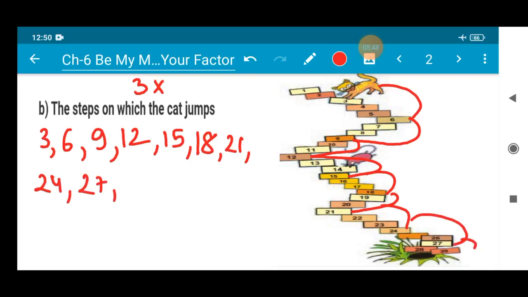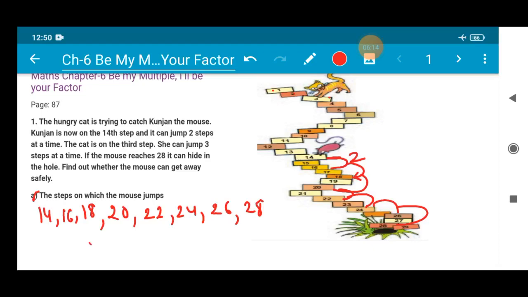and then there is no 30, so this will be the final step. So the hungry cat will be touching these many steps, that is 3, 6, 9, 12, 15, 18, 24, 27. Okay students, I hope you have understood this. These are the steps which the cat is following, so we are following the multiplication of 3.